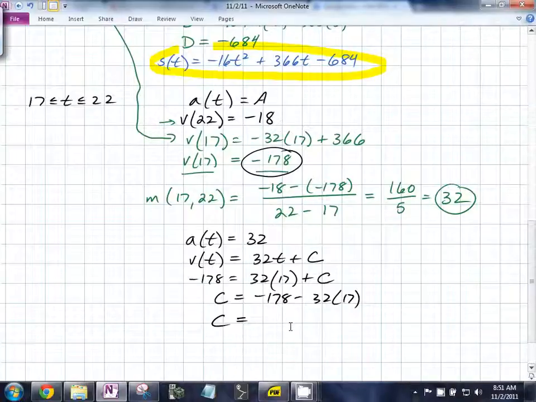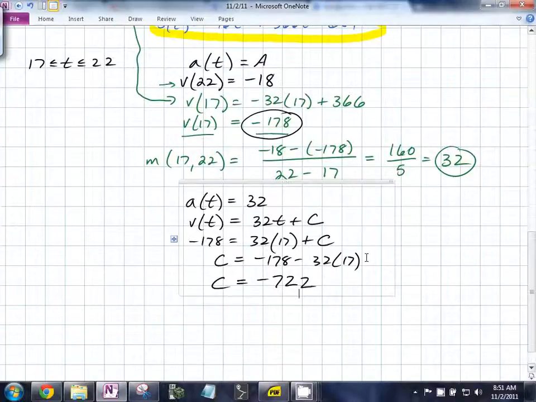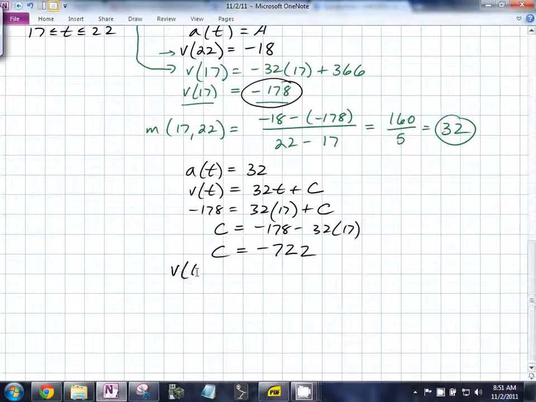Okay, so what does that tell us the velocity function is then? V of t is equal to 32t minus 722. Now, why is that so negative? Because it's falling when the parachute opens.